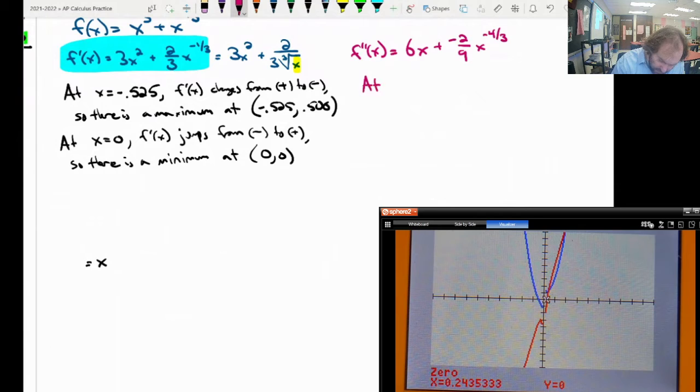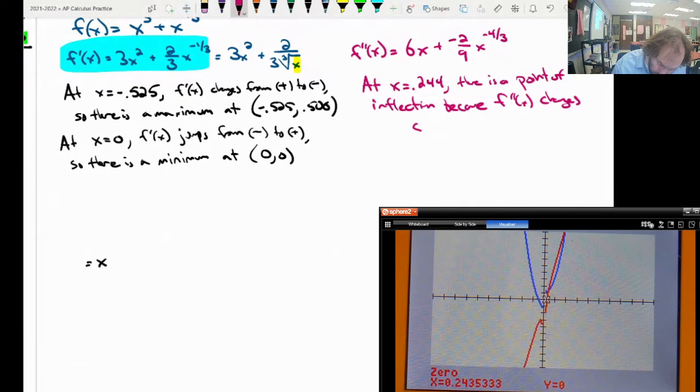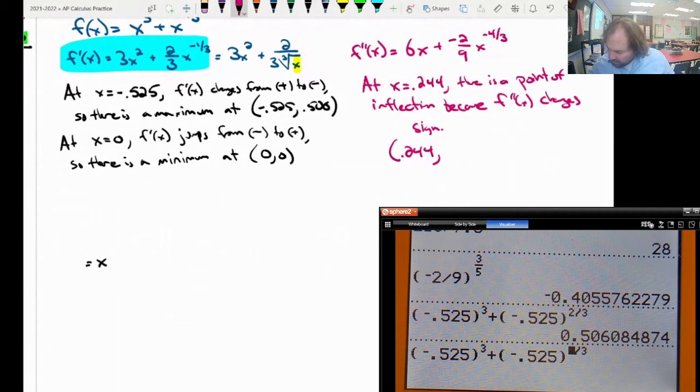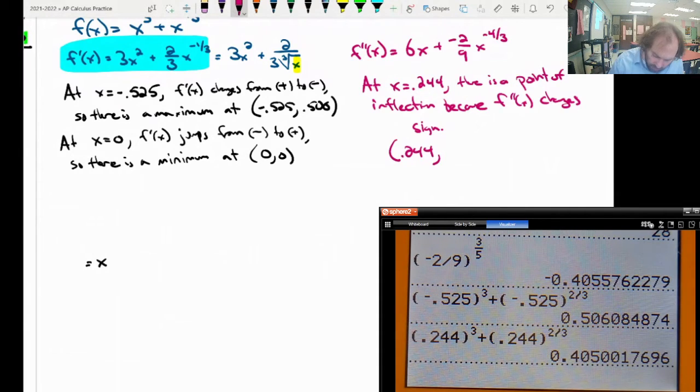So at x equals 0.244, there is a point of inflection, because f double prime of x changes sign. And the coordinates are going to be 0.244, comma. I'll go back out to the main screen. I'm actually just going to take my work from this problem and change that to 0.244. Delete the negative, 0.244. 0.405, that's going to be the actual point.